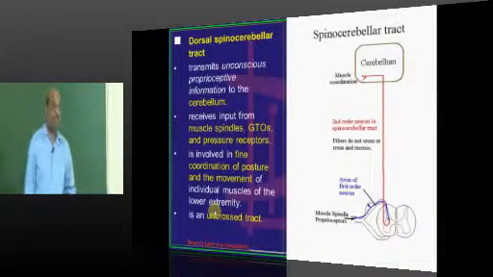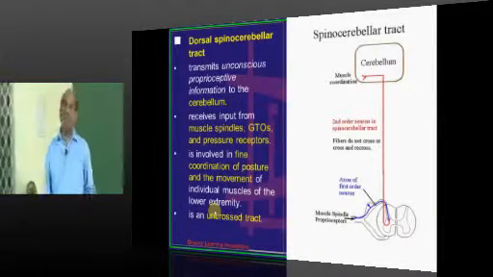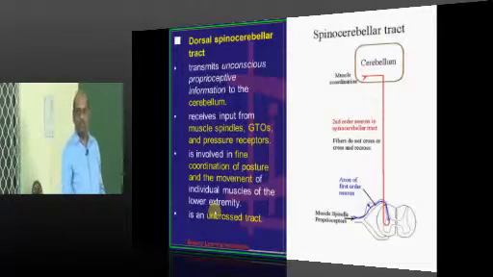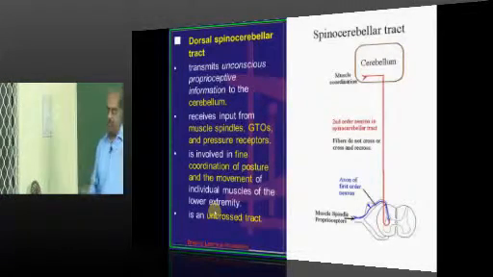Now, we have the dorsal spinocerebellar tract. So what did we finish? Dorsal column is over.